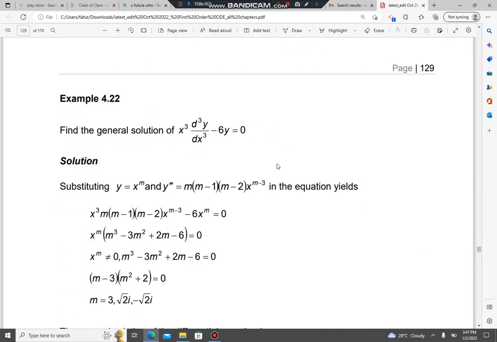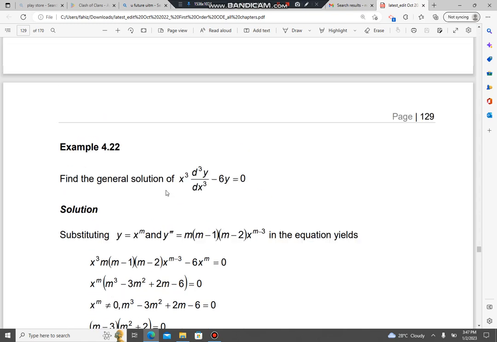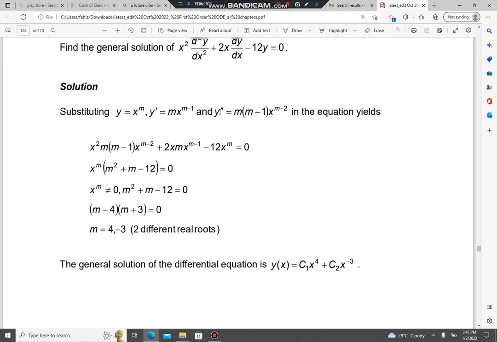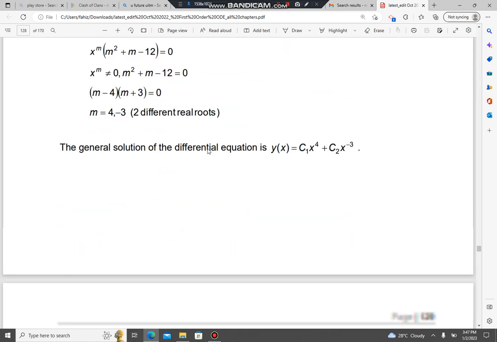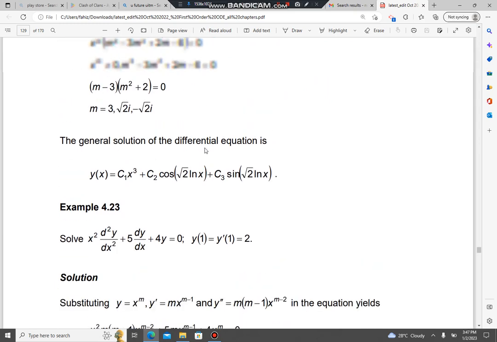Okay, so this one is 4.22. Sama juga macam tadi. Cuma beza, this one dia ada x cube, dia ada third derivative. Okay, bila dia ada third derivative, d cube y dx cube, so awak kena ada yang ni lah, y triple prime. Nak dapatkan y triple prime, just differentiate from y double prime. Okay, so nanti awak cuba differentiate. So you need y triple prime here.